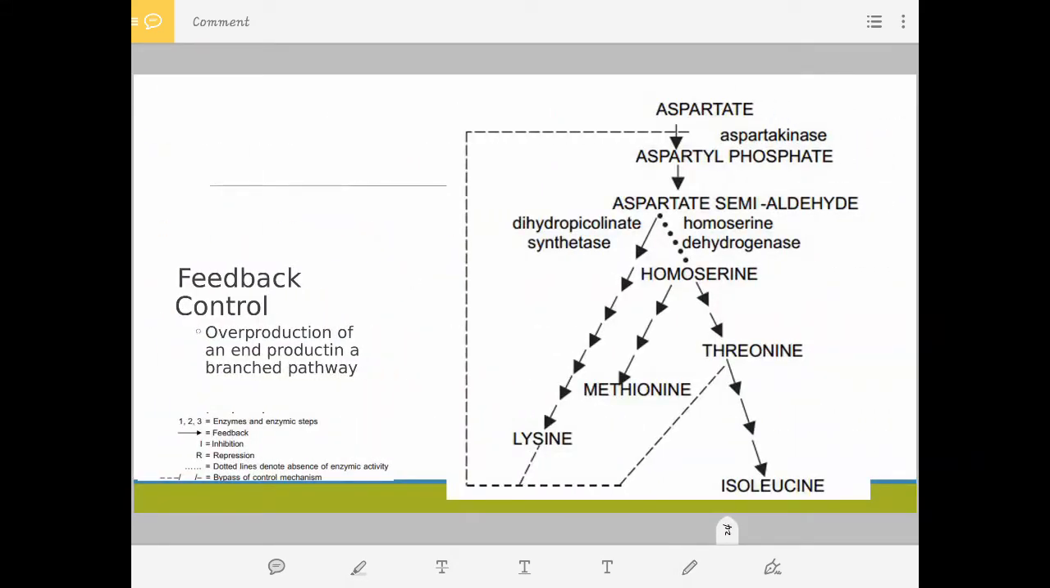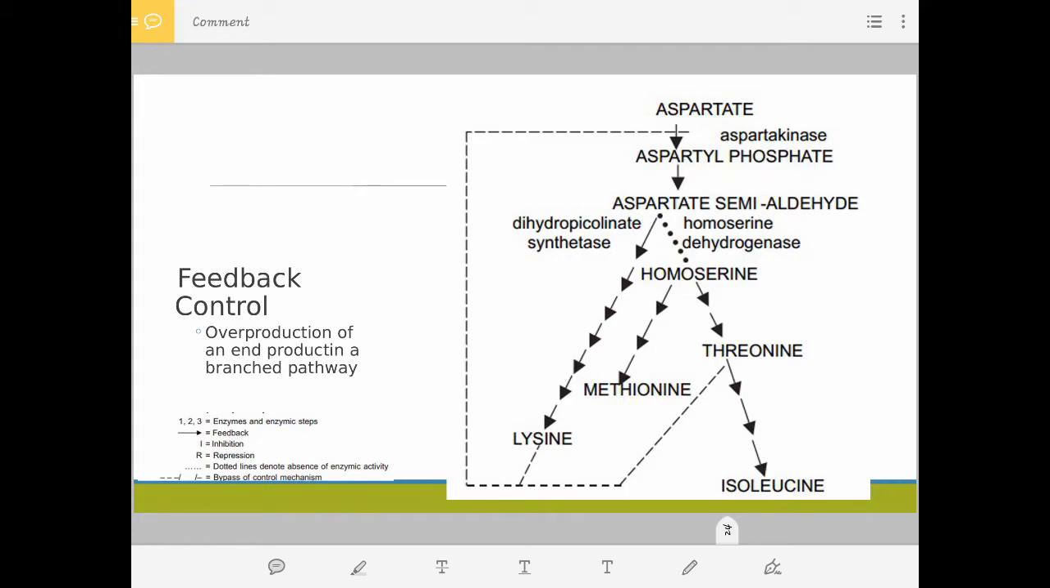Okay, so how about another type of branch pathway? In here, this is in amino acid metabolism, the pathway that has branches to form four different amino acids. You have lysine, methionine, threonine, and isoleucine. So you want here to produce lysine from aspartate.